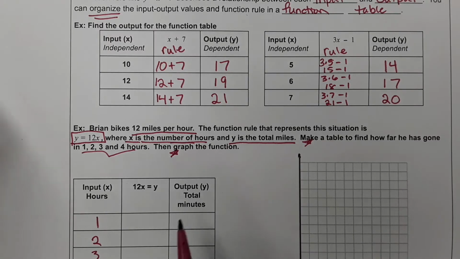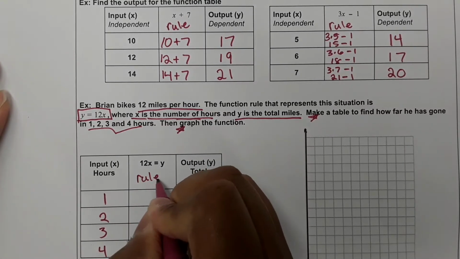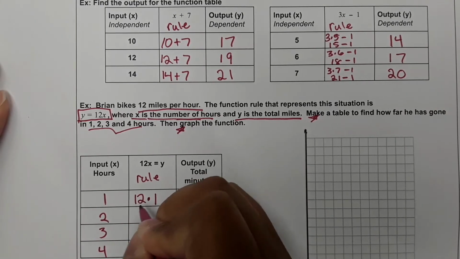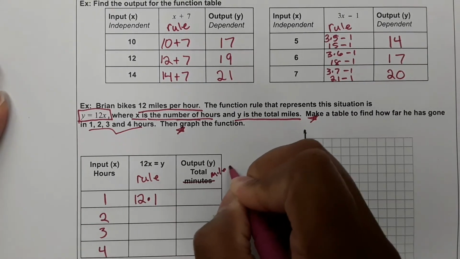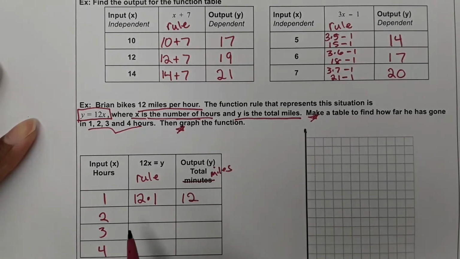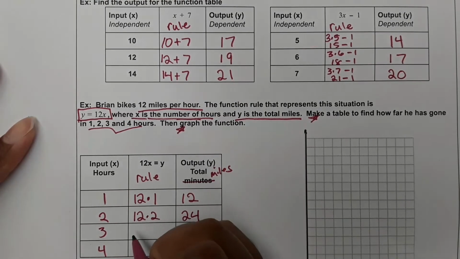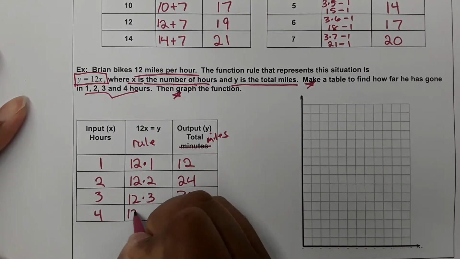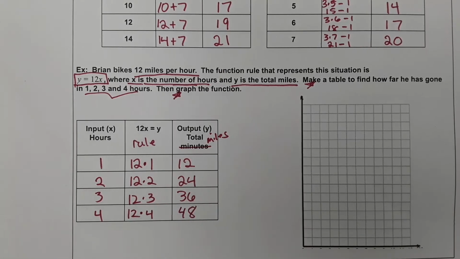Next, we're going to determine our outputs, our y's. So we take our rule. 12 times x is going to give us y, and so we take 12, multiply it by 1. So after 1 hour, he would have traveled, well, that's supposed to be miles, he would have traveled 12 miles. Next, after 2 hours, so it'd be 12 times 2, 24 miles, then 12 times 3 for 36 miles, and 12 times 4. So we used our rule to get our output, 48 miles.